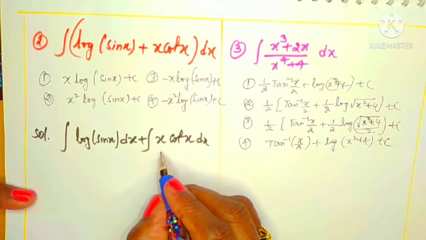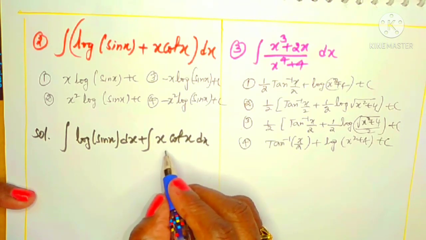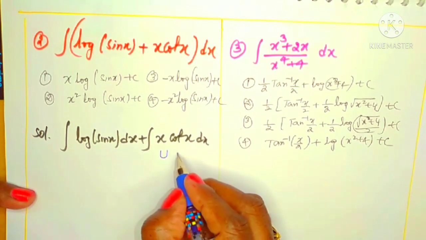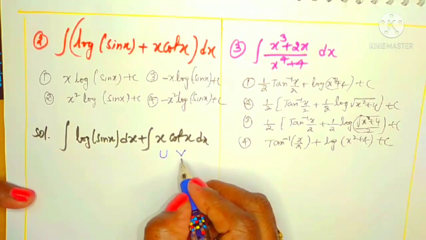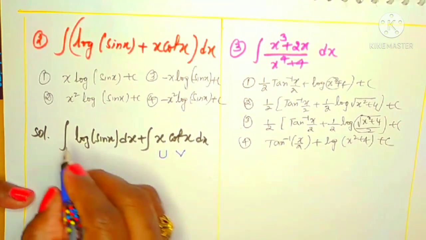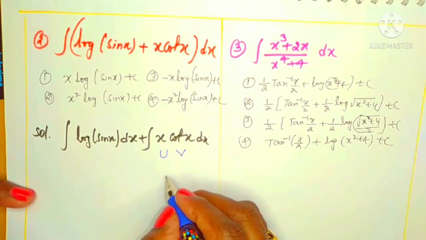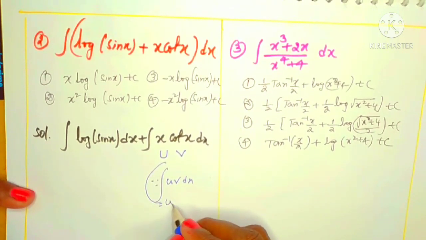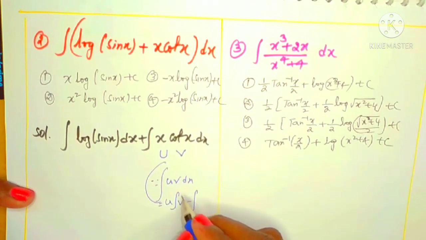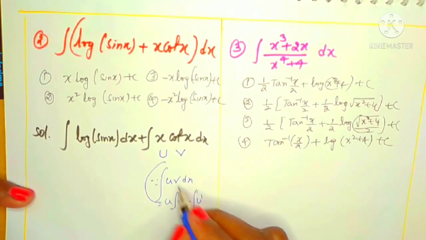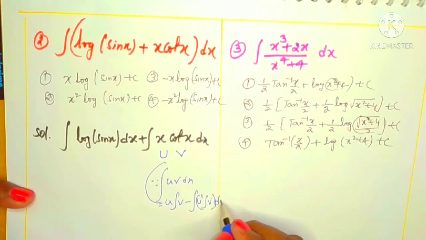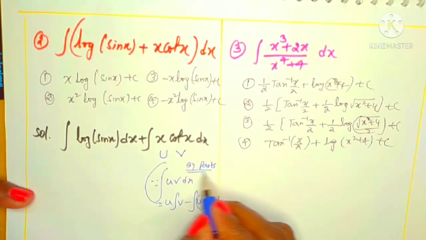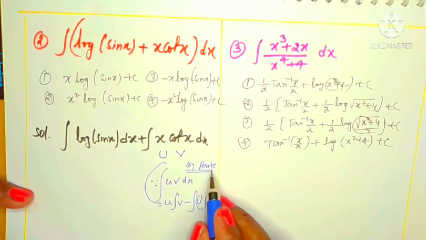What is the second term? There are two functions: x is one function, cot x is the other function. If there is a product of two functions, shall I use by parts? That is uv. We can take u as x and v as cot x. This is called integration by parts. Don't worry about this term. What is integration by parts? The integral of uv is u times the integral of v minus the whole integral of the derivative of u, that is u', times the integral of v, whole dx. This is integration by parts. When there is a product of two functions, we can use this formula.